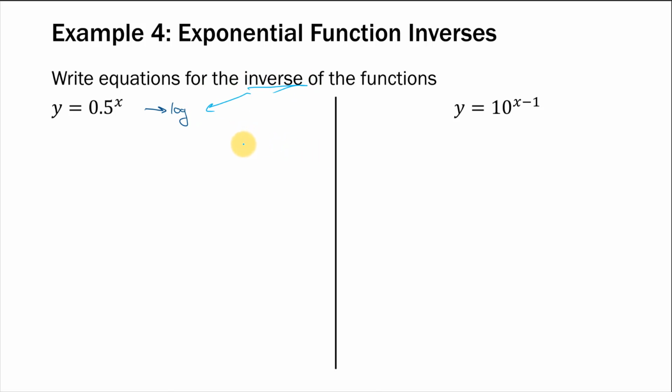Now, to find the inverse of our functions, we go ahead and switch the x and y. So I switch the x and y here. And then now I need to solve for y, right? So what I'm going to do is strategically take the log of this base here. Since this is my base, this 0.5, I'm going to take the log with a base of 0.5 of each side.